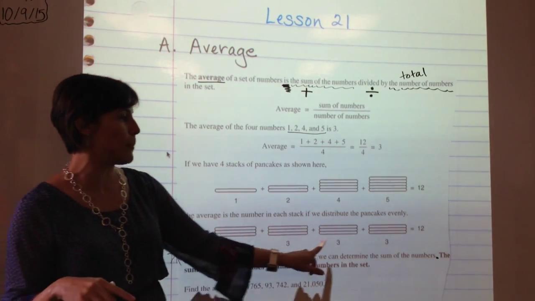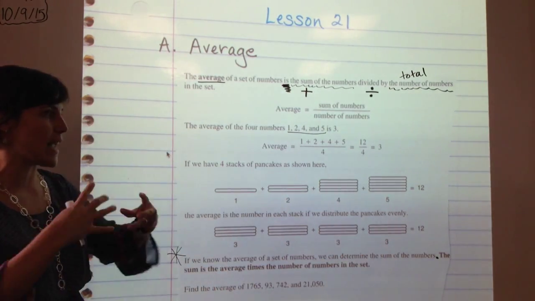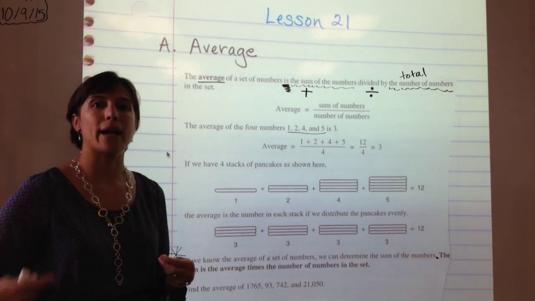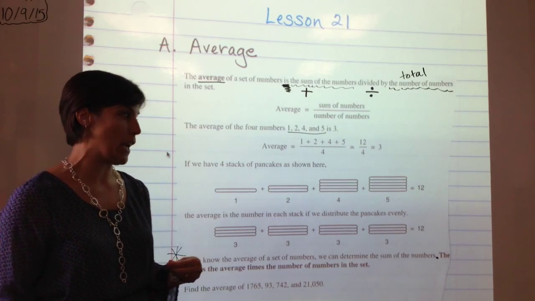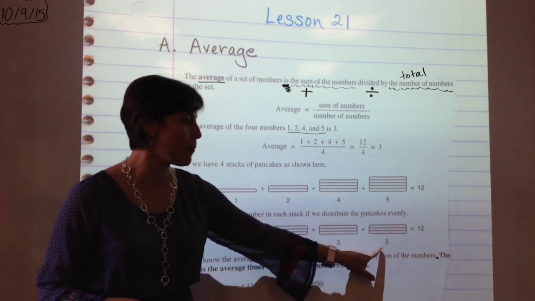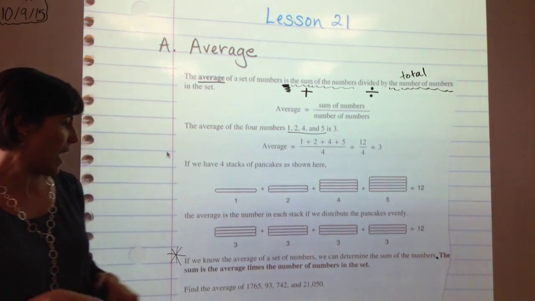Whatever you want to do to remember, this is a great visual that'll help you remember. The average is just taking everything that's out there, collecting it all, and then passing it back out, distributing it evenly among the players. Cool, so here's the average. 3, 3, 3. However many is in each stack, once you've distributed it evenly, is the average.